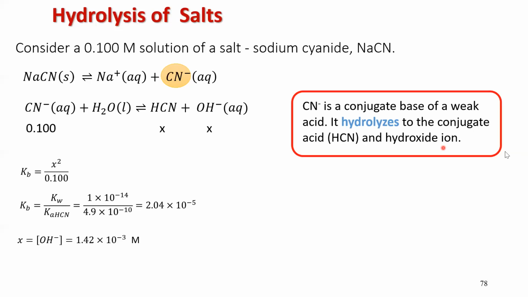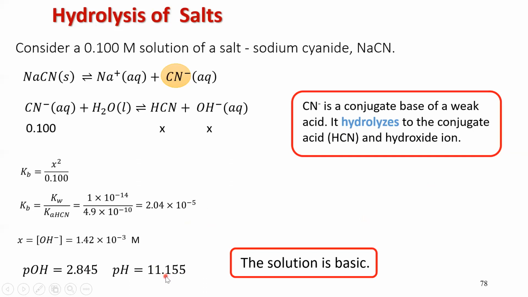So the negative log of 1.42 times 10 to the minus 3 will give you pOH. Subtract it from 14, that'll give you pH. Since we've got 3 significant digits here, we want 3 decimals in our answer. So 3 decimal places here gives us 3 decimal places here. And because the pH is greater than 7, we're looking at a basic solution. So when sodium cyanide, which is a salt, is added to water, it's going to increase the pH.